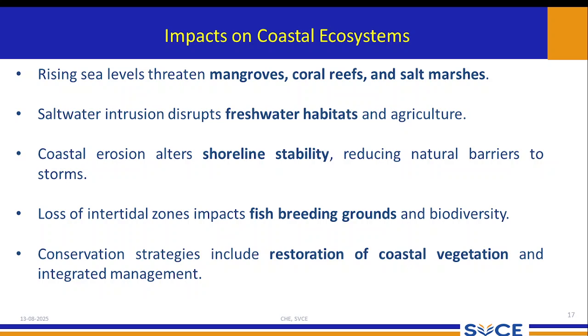Coastal erosion alters shoreline stability, reducing the natural barriers to storms. Loss of intertidal zones impacts fish breeding grounds and biodiversity. Conservation strategies include restoration of coastal vegetation and integrated management.